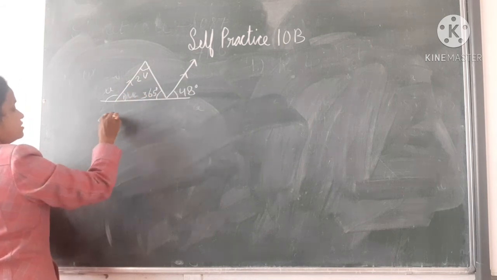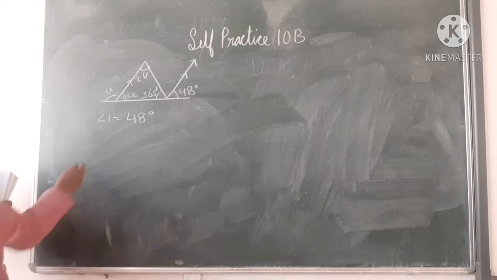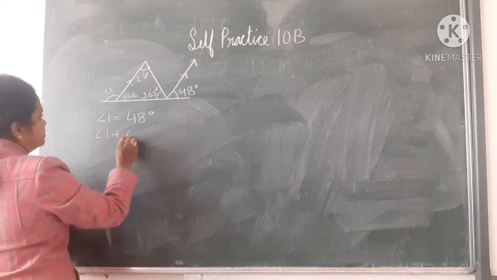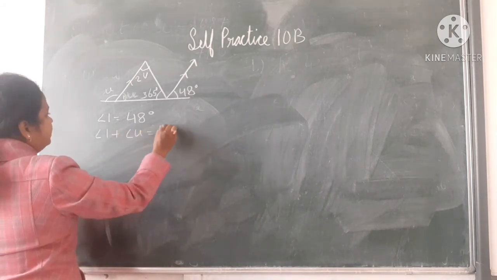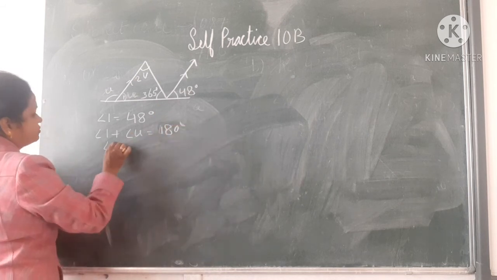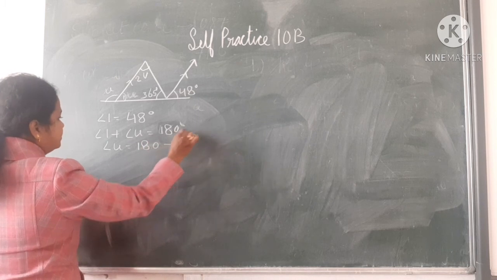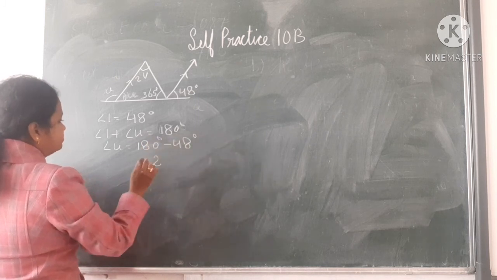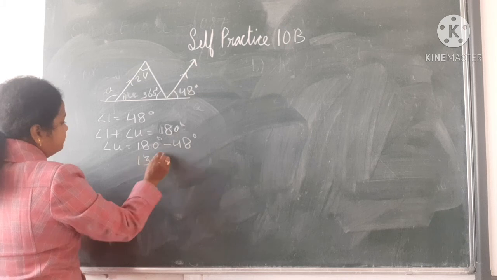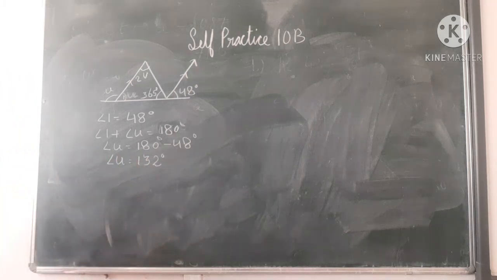The angle 1 is equal to 48 degree. Okay, and angle 1 plus angle 2 is equal to 180 degree. Angle U is equal to 180 minus 48, that is 132 degree. Angle U will be equal to 132 degree.